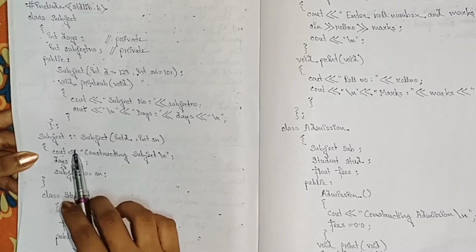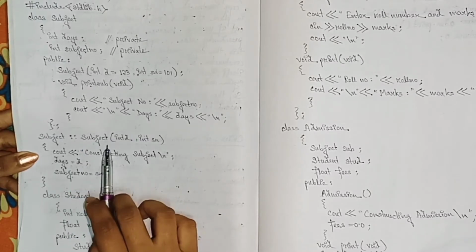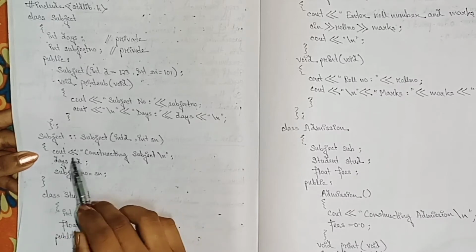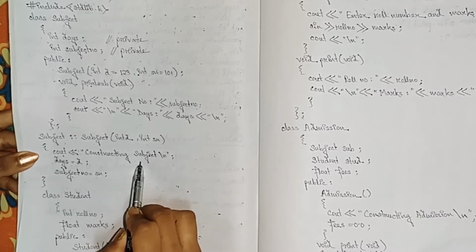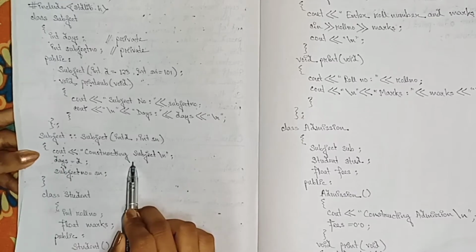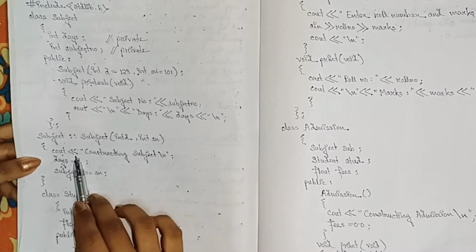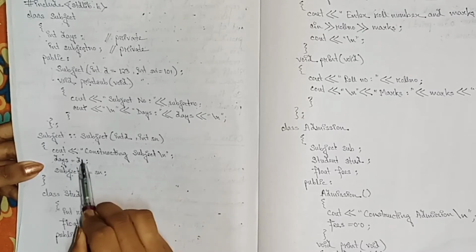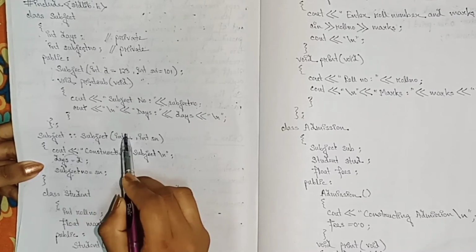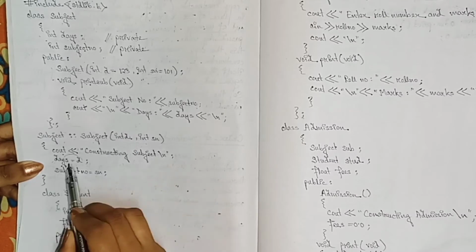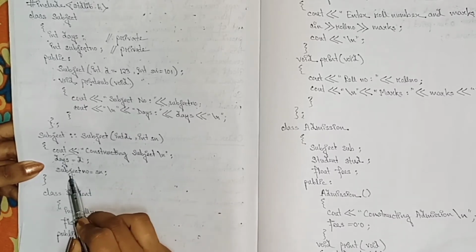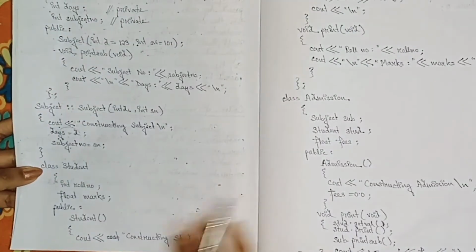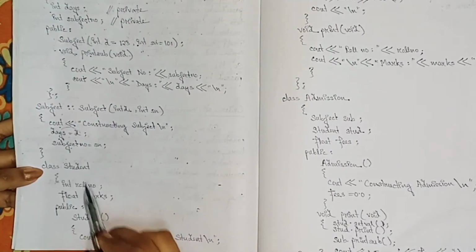Now this particular constructor is printing "Constructing subject", meaning the object of the class is constructed. That is cout "Constructing subject", and D will be passed to days and SN will be passed to subject number. Now this particular definition is over. Now we are defining another class, Student.